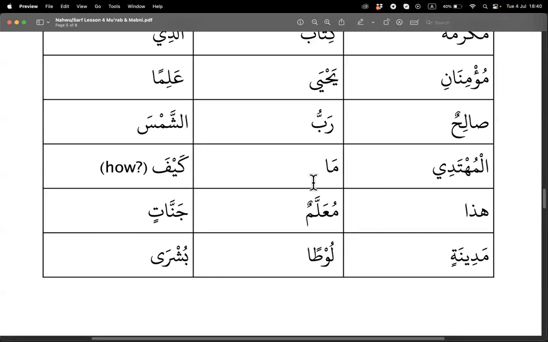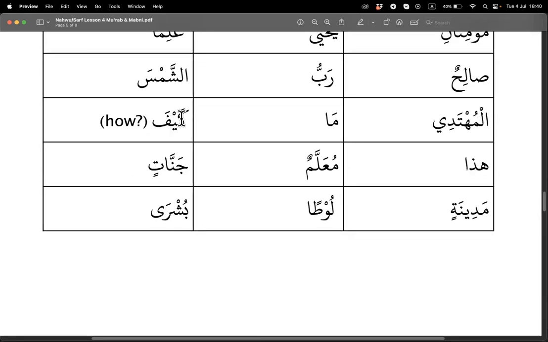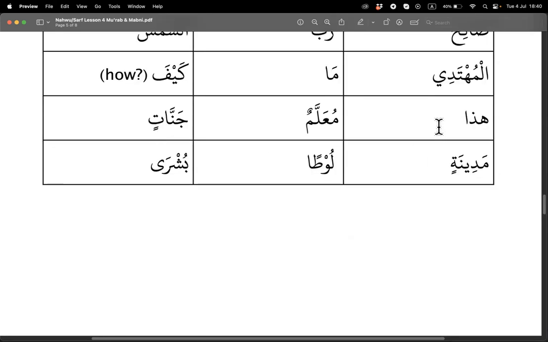Mabni. Good. Kaifa. Mabni. Yes, so here we have a three-letter word, right? But kaifa means how. It's a question, so it's going to be mabni. You don't see kaifu, you will see kaifa. Okay? Next one, hadha.